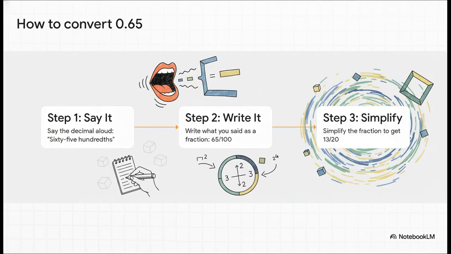Check out this super simple 3-step trick using 0.65. First step, just say the number out loud, the proper way, 65 hundredths. And here's the cool part. You literally just said the fraction. So step 2 is to just write that down, 65 over 100. And the last step is just a little cleanup. You simplify the fraction and boom, 13/20ths. That's all there is to it.